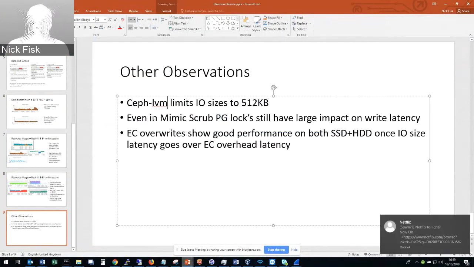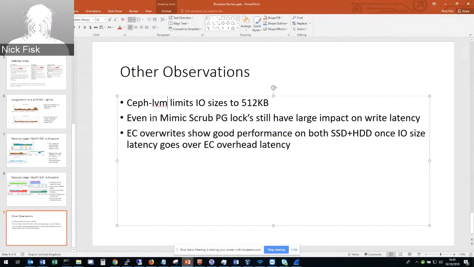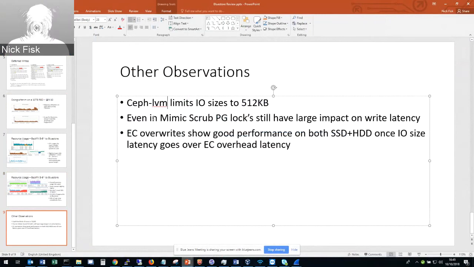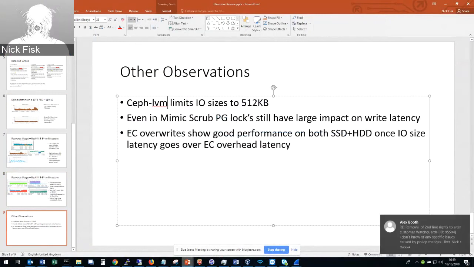Not a massive issue, and in fact it could be a positive, because you're not in the situation where you're waiting for a whole 4 meg IO to complete. If they're being split up into smaller ones, it's better for a QoS scenario where you want to try and insert other IOs into the middle of other ones.